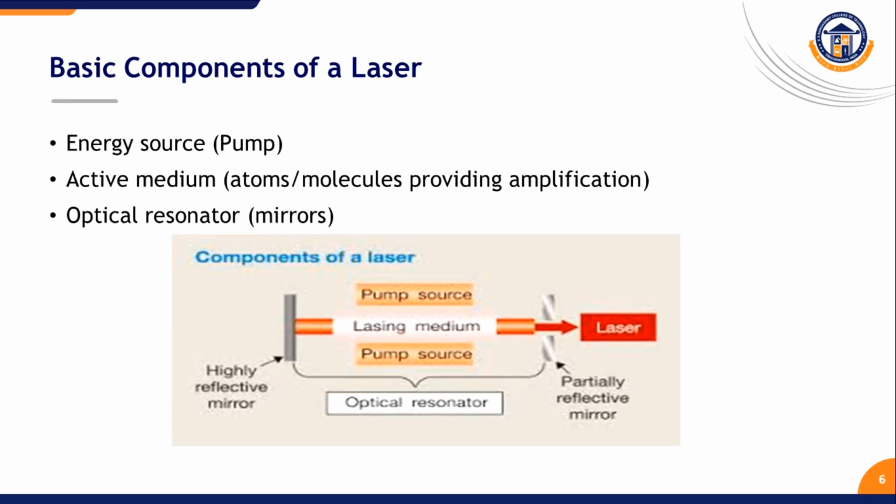Now let us see the basic components of laser. Here the laser has three essential components. First one is the energy source, which is used to provide the energy to excite atoms into a higher energy level. For example, flash lamps or electrical current. And next one is the active medium. Here is the material where the amplification happens, that means population inversion happens. It may be a solid, liquid, gas, or semiconductor. And third one is the optical resonator. It contains two mirrors placed at the ends of the active medium. One mirror is fully reflective and the other mirror is partially reflective. These three together form the basic working system of all lasers.